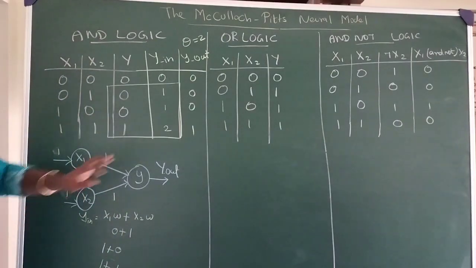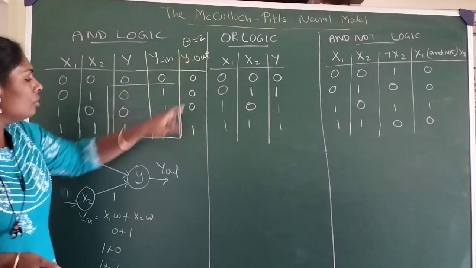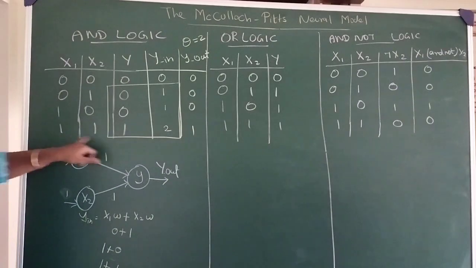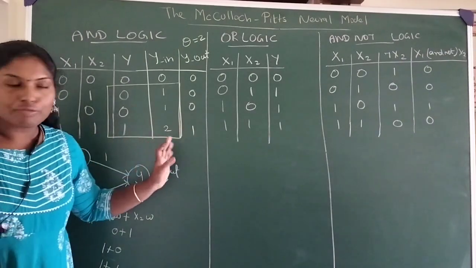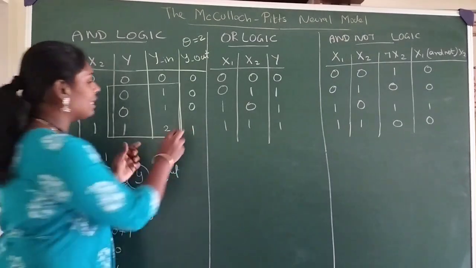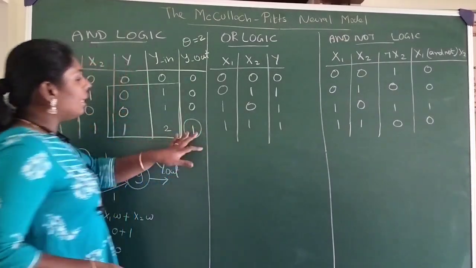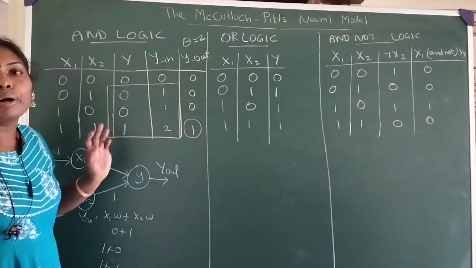So when you set your threshold as 2, only this portion, when you send the input as x1 as 1 and x2 as 1, your neuron is going to be fired and your output you are going to receive as 0, sorry, 1. On the other side it is going to be 0 for all.